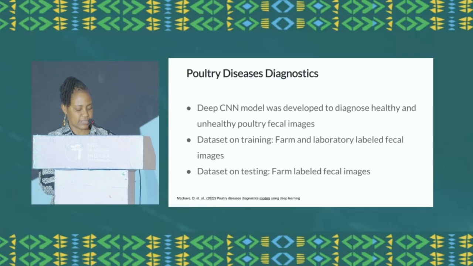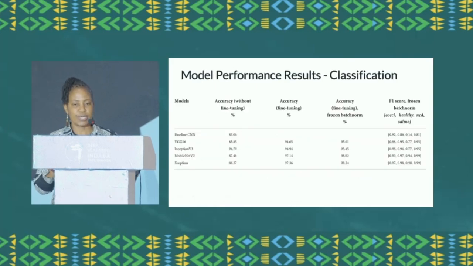We used several deep convolutional neural network architectures to train the models. We had 3 sets of experiments. The first one was the baseline convolutional neural network, which we trained from scratch with the data set, and we obtained a good accuracy of about 83%. Then we used transfer learning, with 4 different architectures to run the 3 sets of experiments.